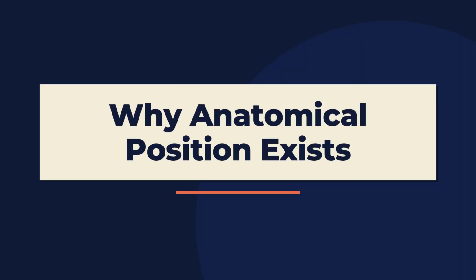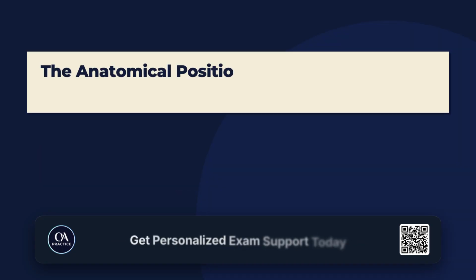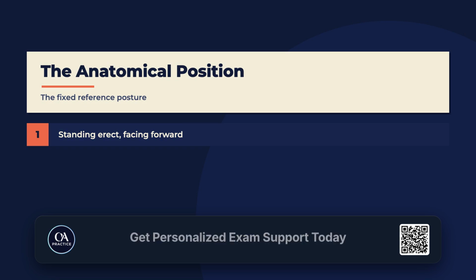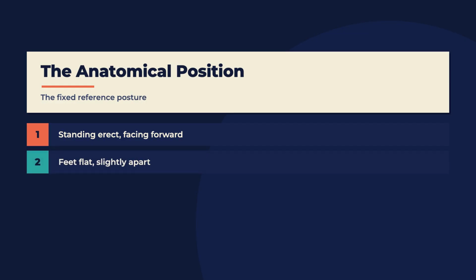Imagine a patient face down, one arm twisted behind the back, palm turned up. Describing the thumb's position now depends entirely on how the limb happens to be twisted, and no two clinicians would agree. Anatomy solves this by defining every directional term against one fixed reference posture, no matter what the body is actually doing. The reference posture is specific: standing erect, facing forward, feet flat and slightly apart, arms at the sides, and palms turned forward with thumbs pointing away from the body.